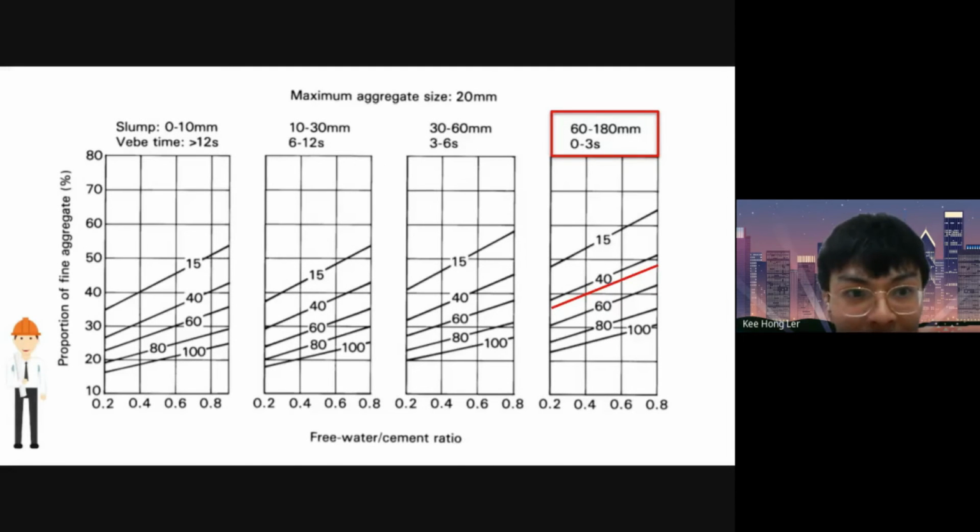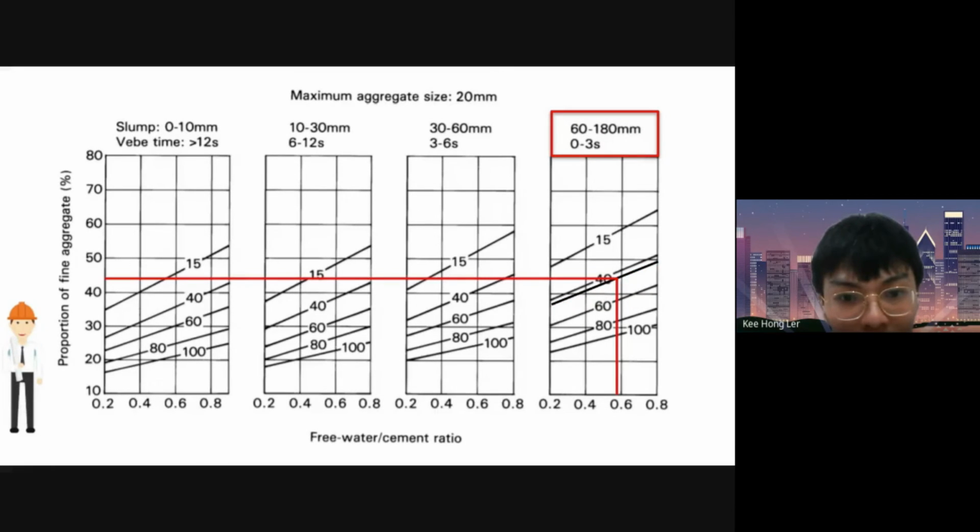In this case, since our slump is 100 millimeter, we use section 4. Our percentage passing 600 micrometer is 45. Since there is no 45 line, we have to draw a new line between the 40 and 60 as shown. Our free water cement ratio is 0.58, so we draw a vertical line until it reaches the 45%, and we can get that the proportion of fine aggregate is equal to 44%.